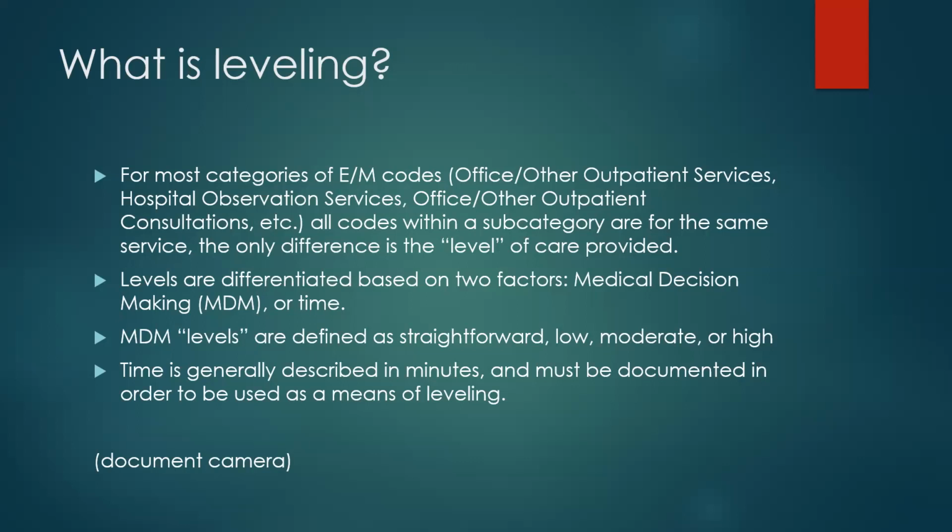Okay. So I'm going to switch to the document camera so we can actually see what this means, because I'm assuming this is all gibberish if you haven't actually looked in the manual. So let me switch over to the camera. All right. So here is our manual. And we are going to go to our E&M section. And right here at the front is where we have our guidelines, you might remember. And everything that I'm talking about with leveling is covered here. It starts on page 6.